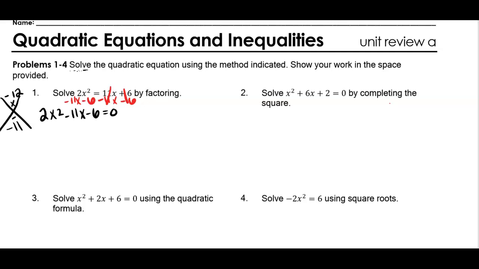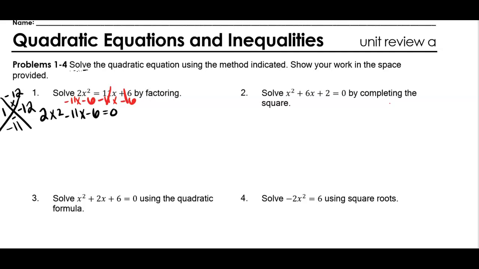So we need two numbers that multiply to be negative 12, but subtract to be negative 11. Well, in that case, we're going to use 1 and 12. 1 times 12 is 12, so we need it to be negative 12. If I do 1 times negative 12, I'm going to get negative 12. And if I do 1 minus 12, then I'm going to get negative 11.